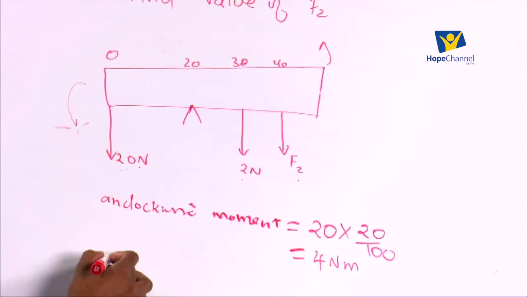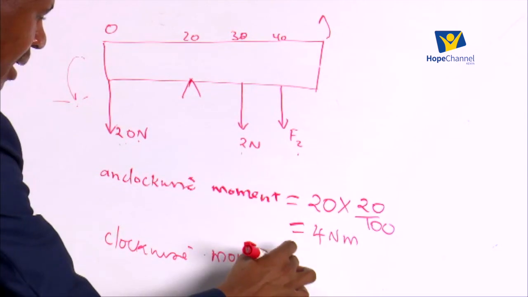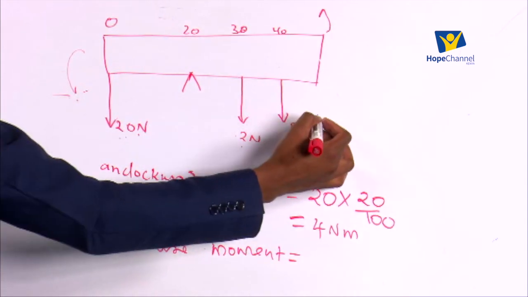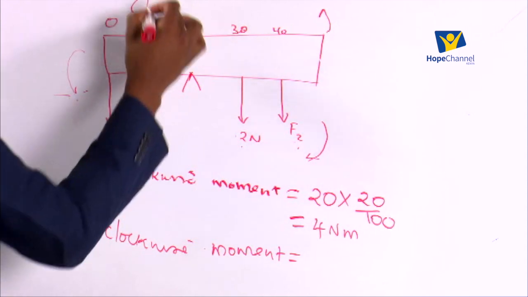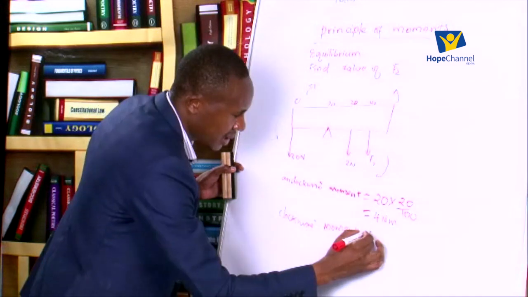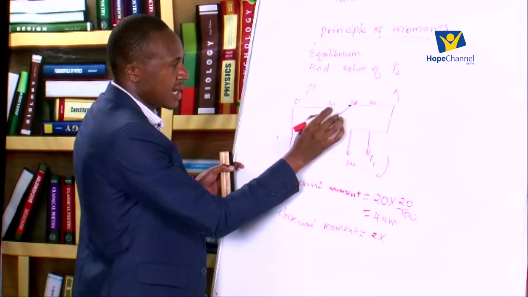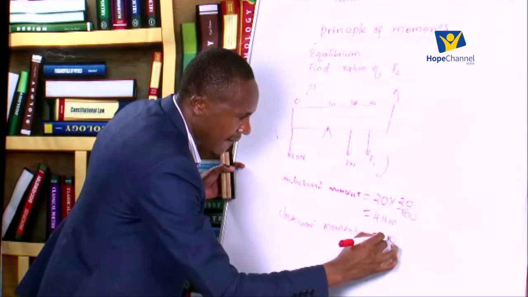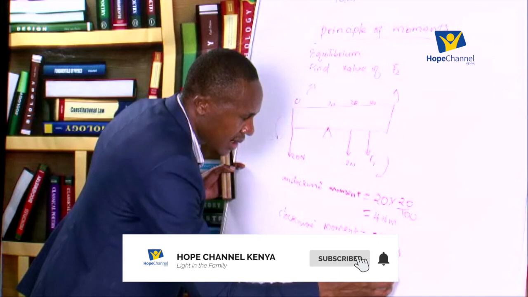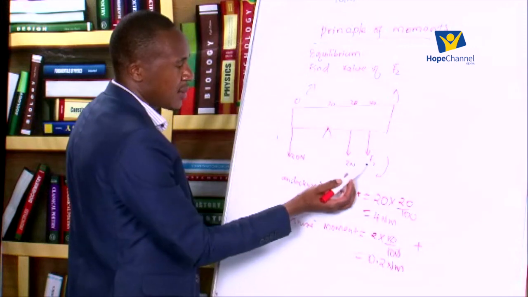Then we have the clockwise moments. For the clockwise moments, we're going to have a summation, because F1 and F2 will both tend to produce a rotation in the same direction, in the sense that they'll make this part of the rule go down as the other one goes up, which is a clockwise direction. So the moment will be equal to the moment due to force 1, times the distance from force 1 to the point of support. We have 20 to 30. The difference is 10. 30 minus 20 is 10. So we have 10 divided by 100. This gives us 0.2 Newton meters.